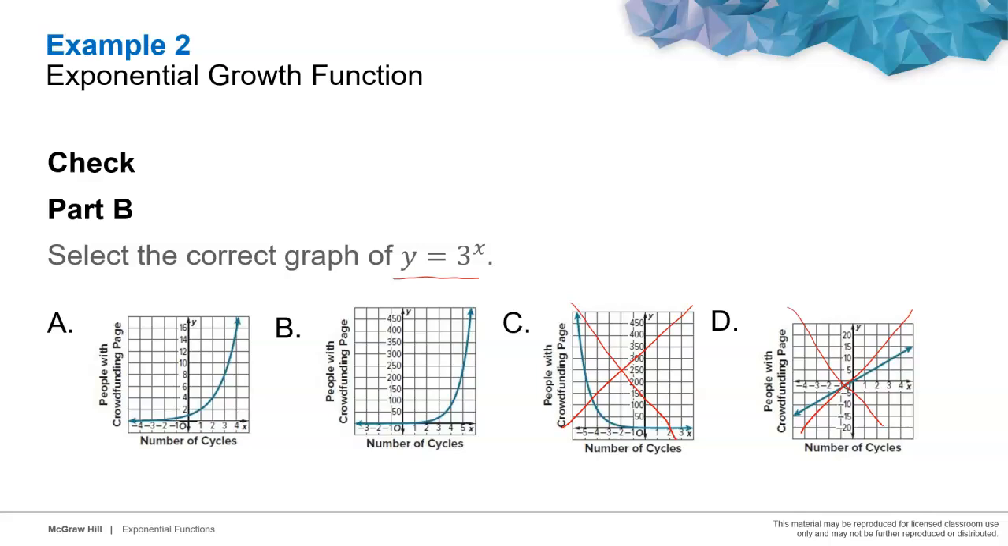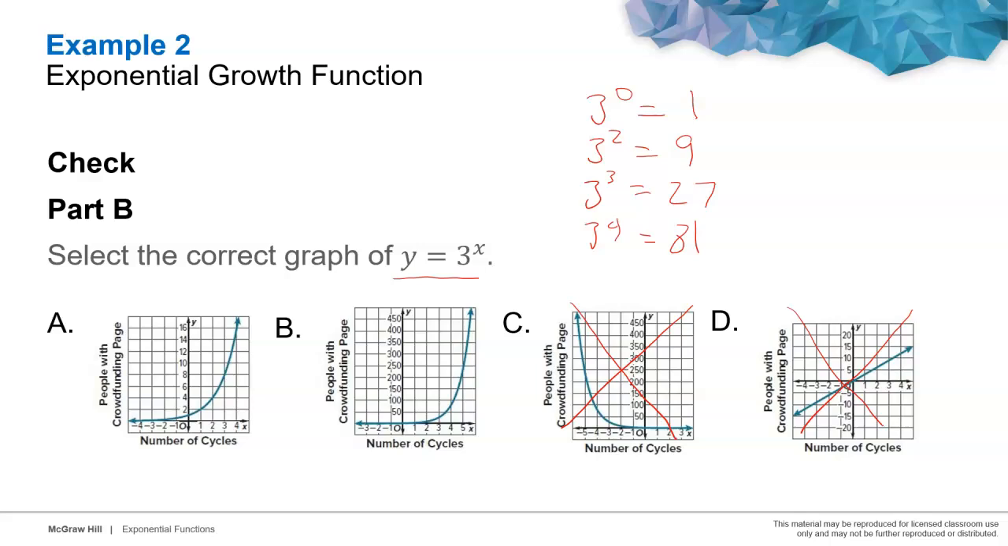Now, one way to do that is just plug in some numbers, right? What's 3 to the 0 power? Well, anything to the 0 power is 1. What's 3 to the second? 9. What's 3 to the third? 27. What's 3 to the fourth? 81. Which one of my graphs shows me this?